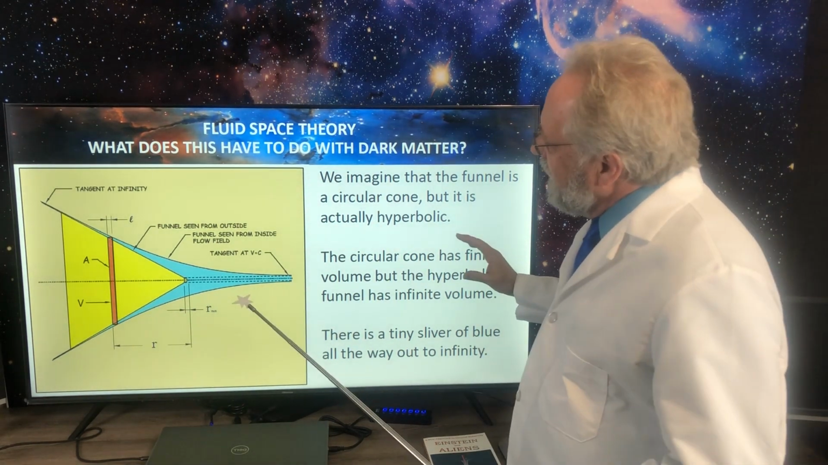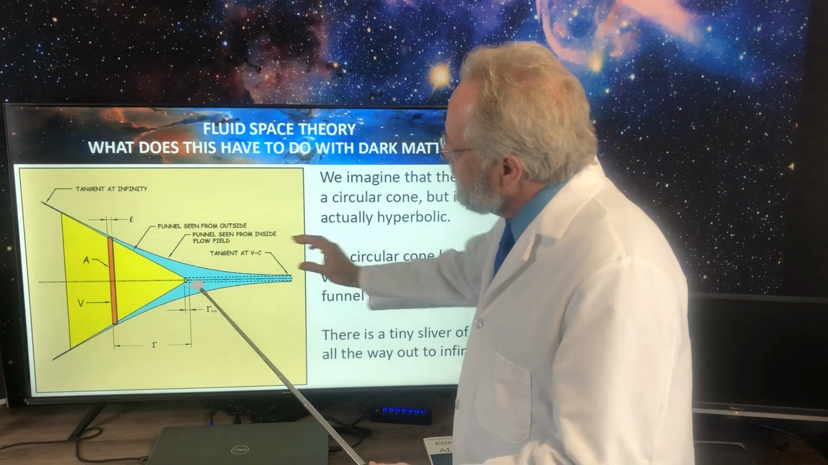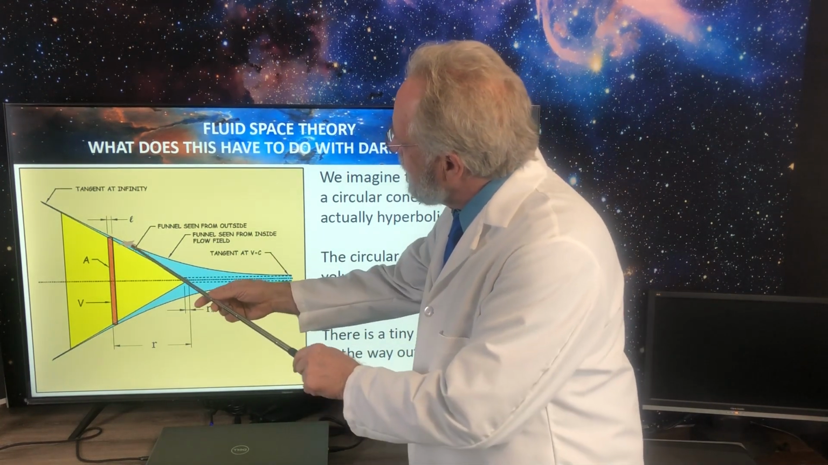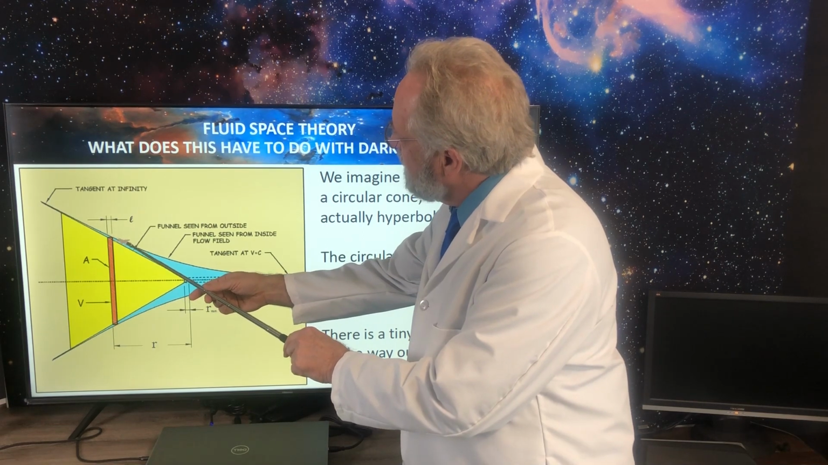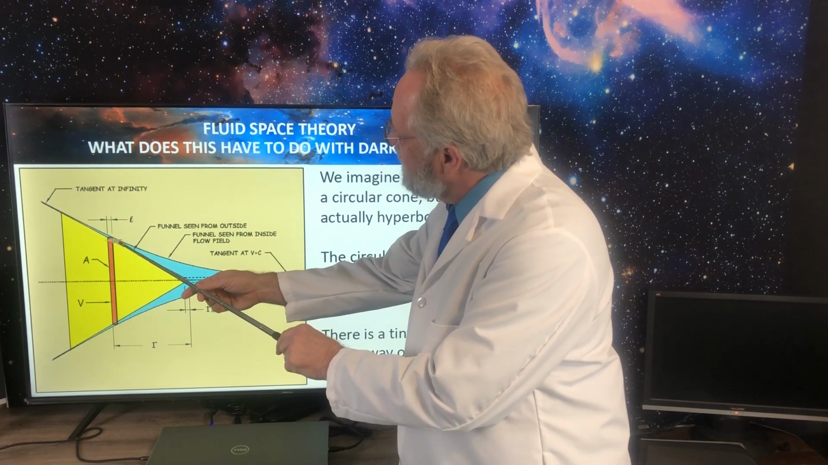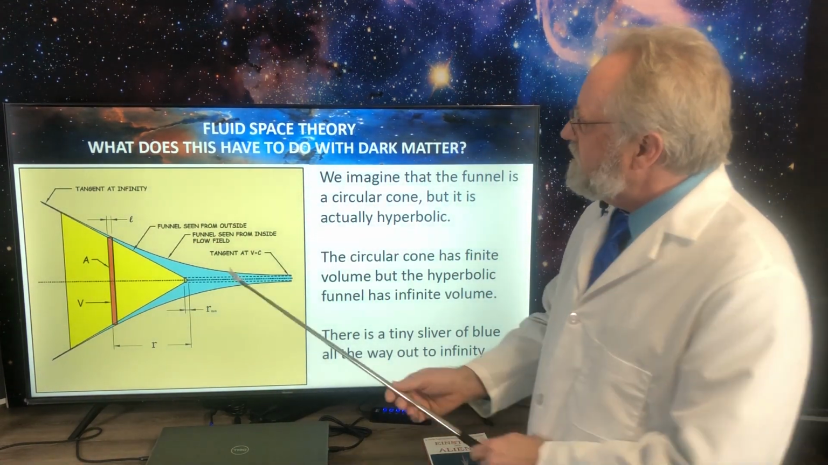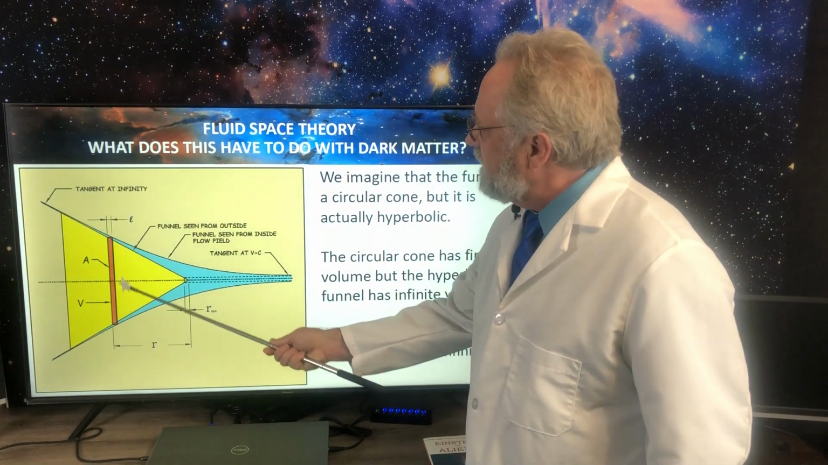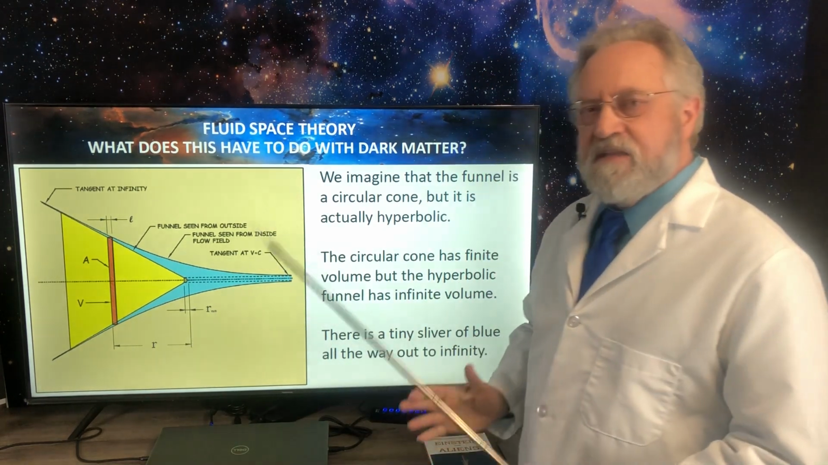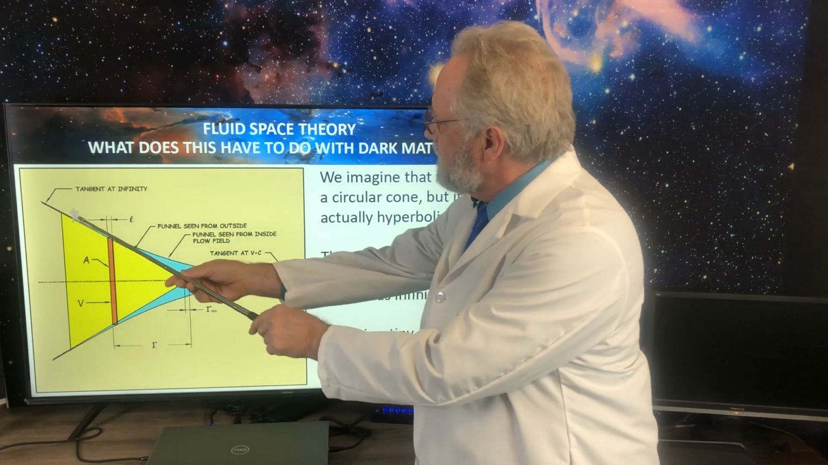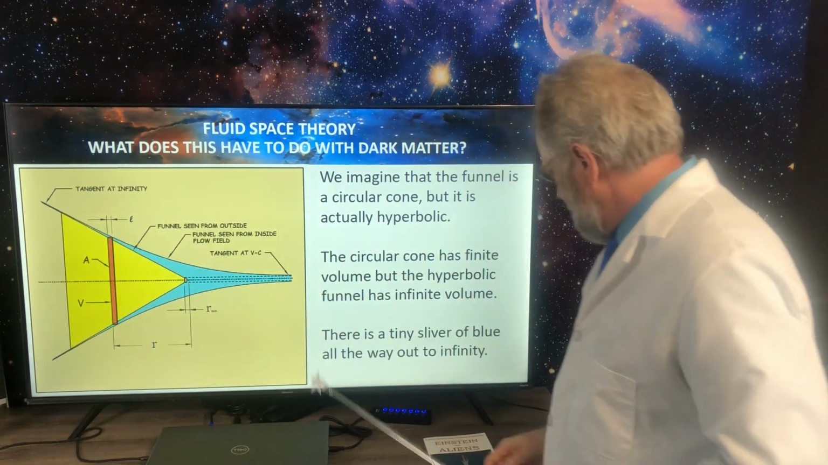So as this blue cone is length contracted and compressed so that it fits within the yellow field, a point on the side of the funnel will move until it lines up with a point on the side of the yellow cone. And what that leaves is the shaded area, which will represent the amount of contraction at that point in the cone. And this is a constantly changing value.